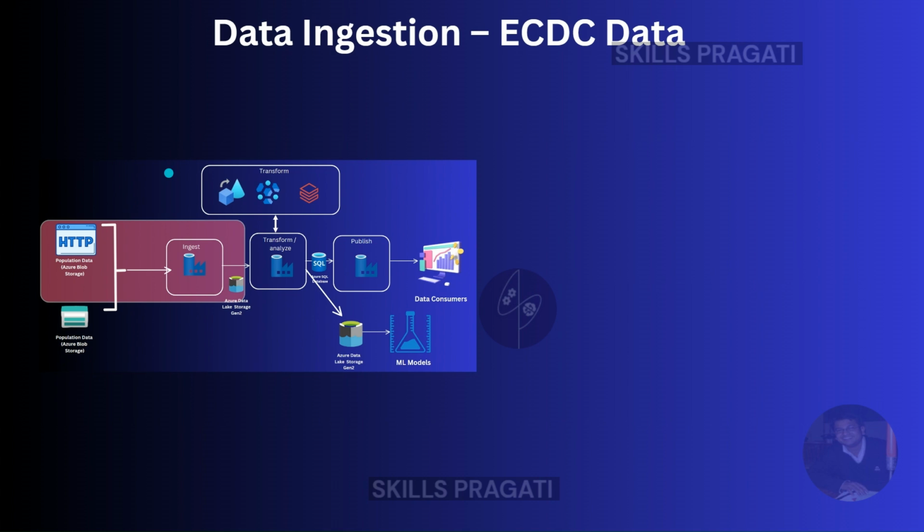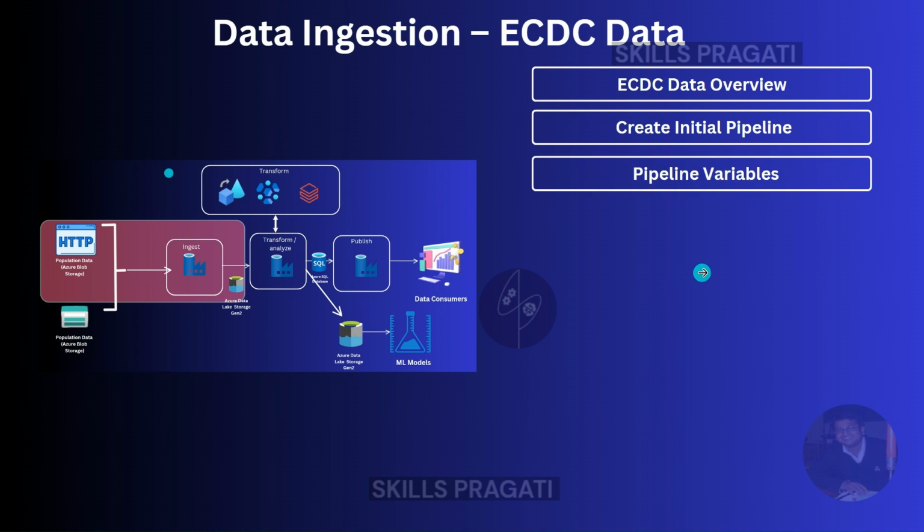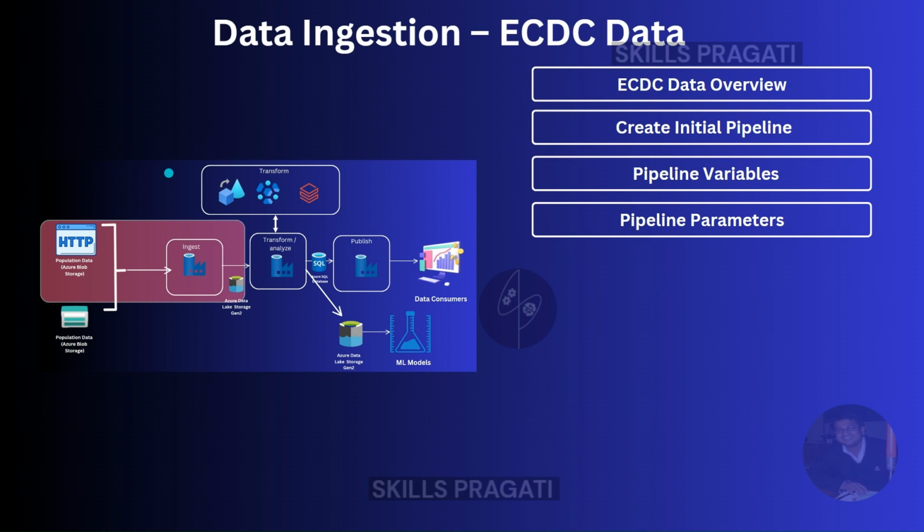We'll start the module with a tour around the ECDC website and then a more detailed overview of the data. We'll then create the initial pipeline to ingest one of our files similar to what we did in the previous module. I'll then introduce the concept of pipeline variables and parameters, using which we will make our pipeline more dynamic.